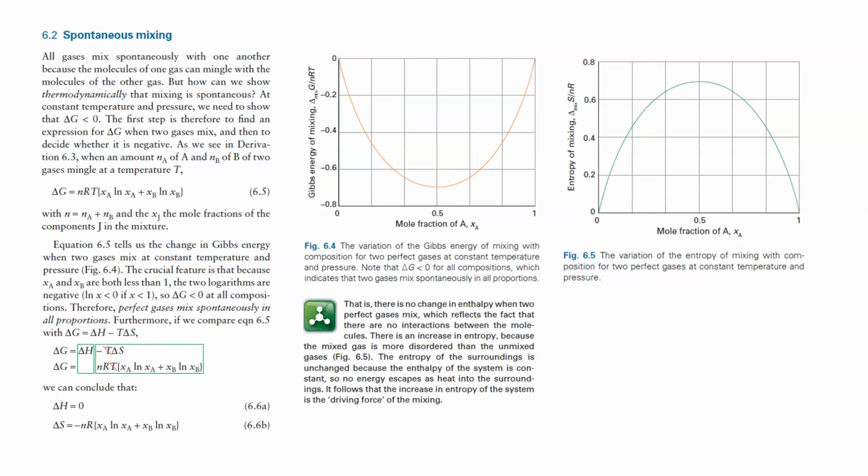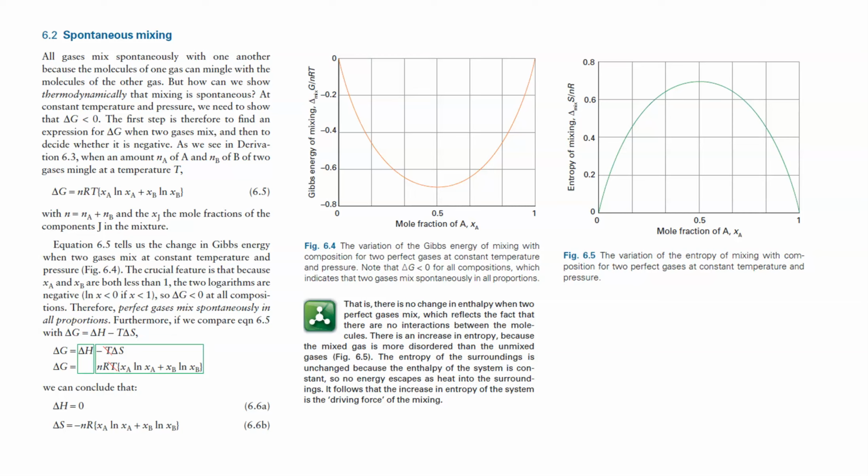Now, moving on to spontaneous mixing. All gases mix spontaneously with one another because the molecules of one gas can mingle with the molecules of another gas. But how can we show thermodynamically that a mixing is spontaneous? At constant temperature and pressure, we need to show that delta G is less than 0. The first step is therefore to find an expression for delta G when two gases mix, and then to decide whether it's negative.